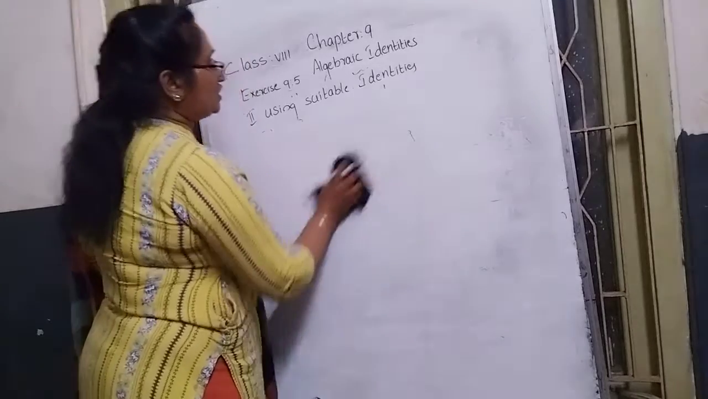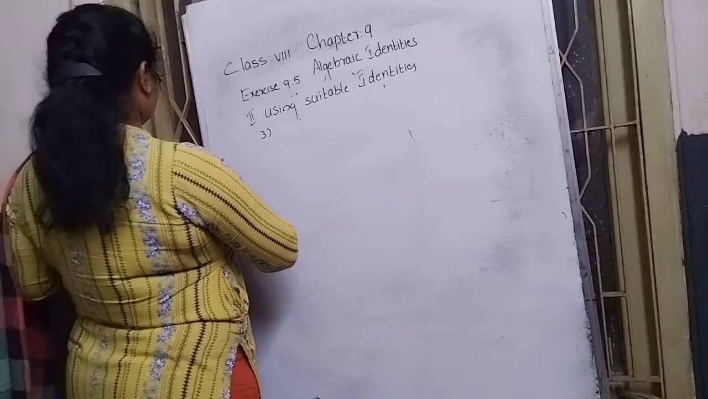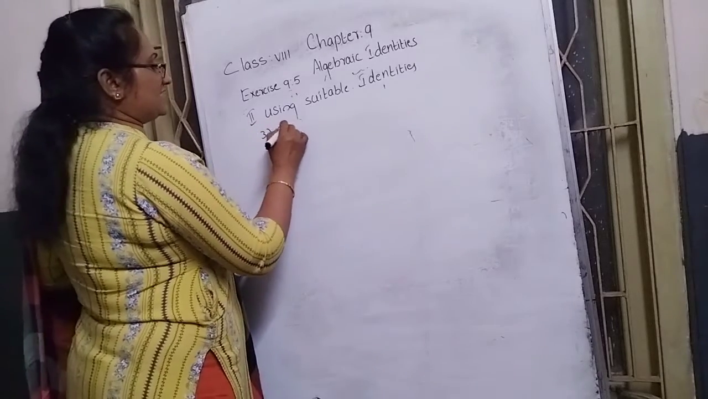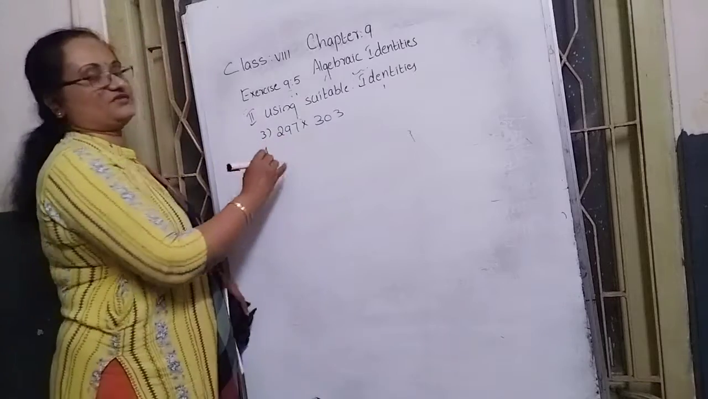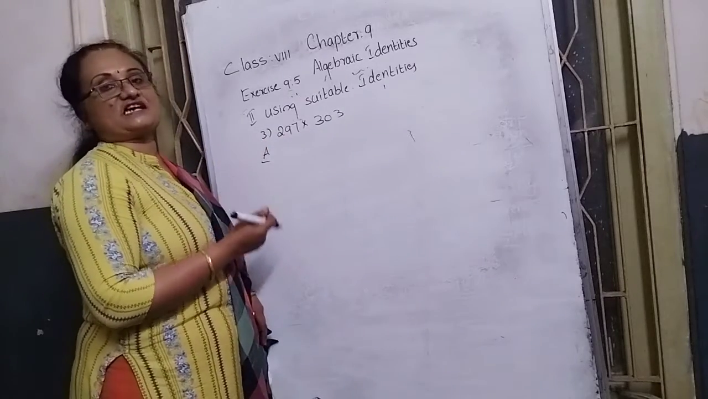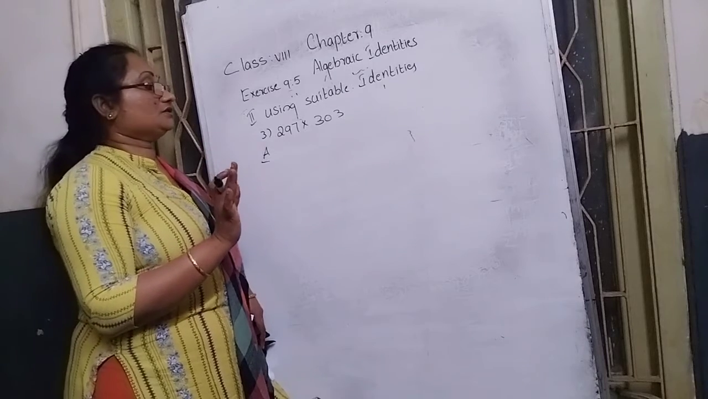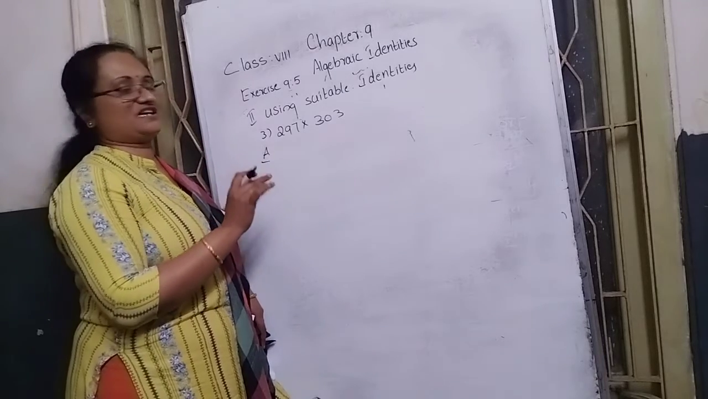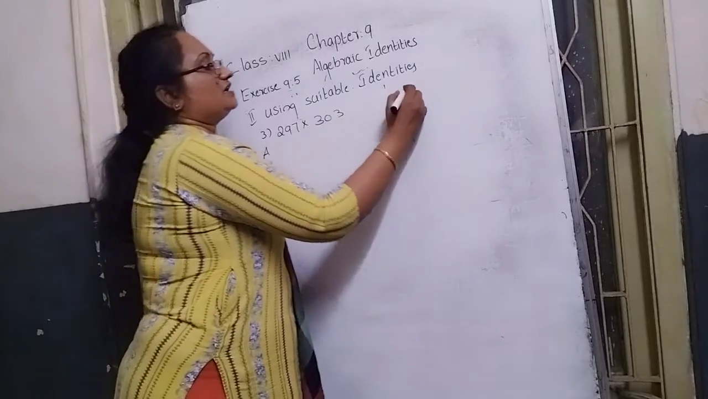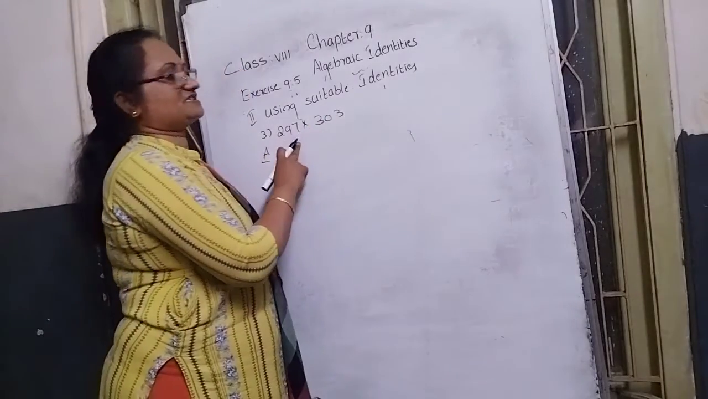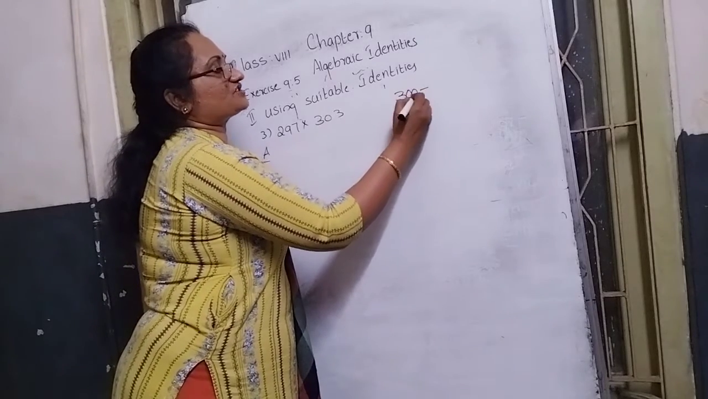Third question: two numbers case. Two numbers are there, so how to find the product? 297 into 303, in this way they are given. How to split and write? That is what we want to think about. How to split? Not here 200 plus, that is difficult. We want an identity for this. See, 297, we can split and write it as 300 subtracted with 3.